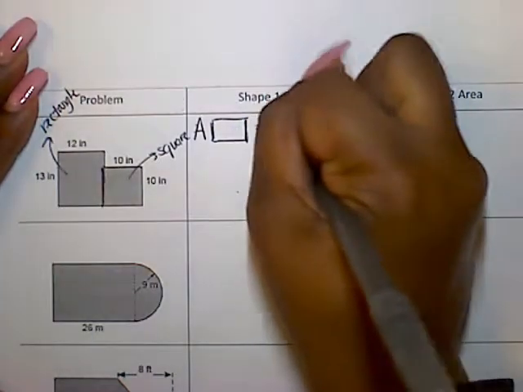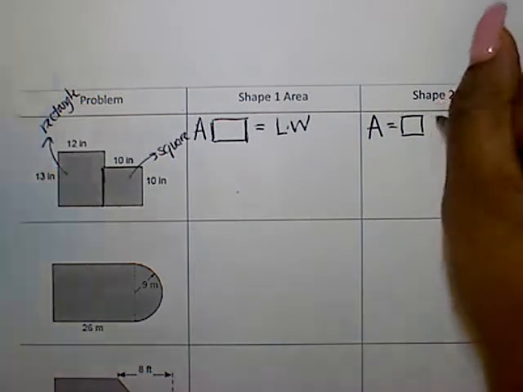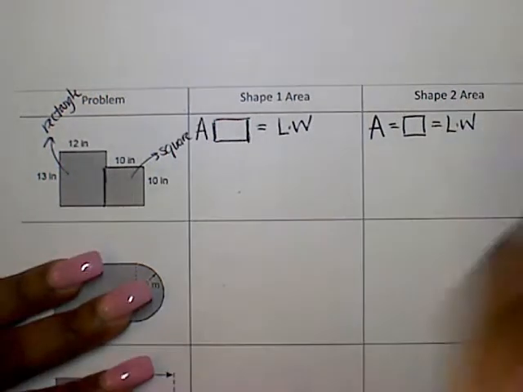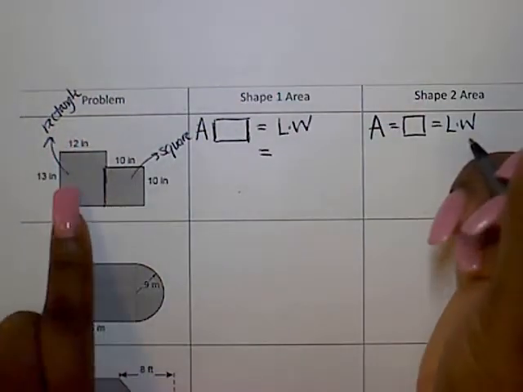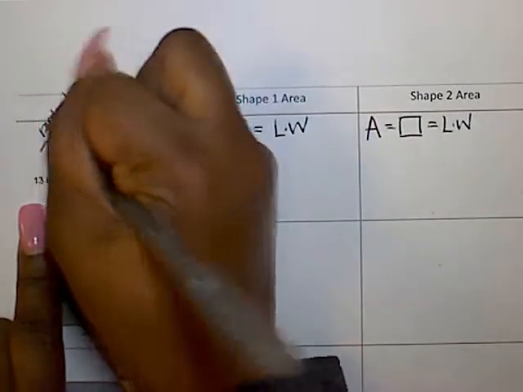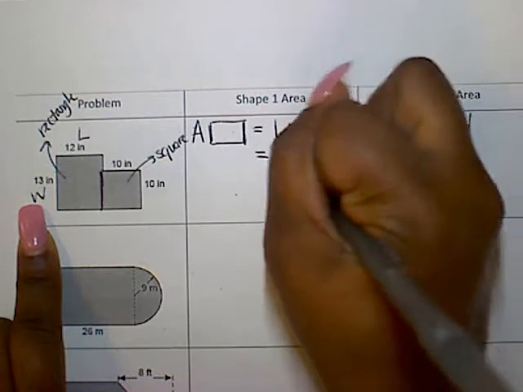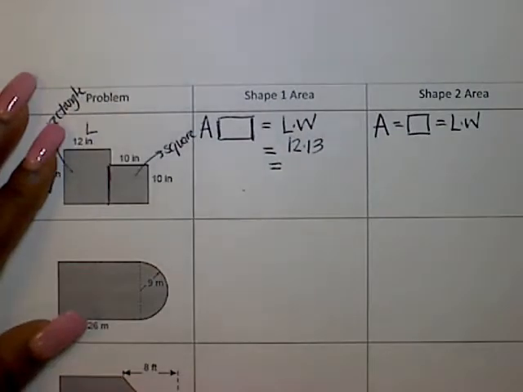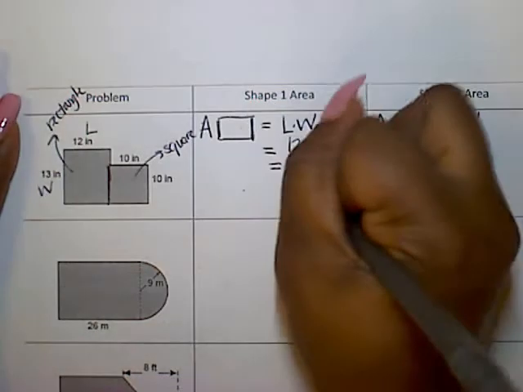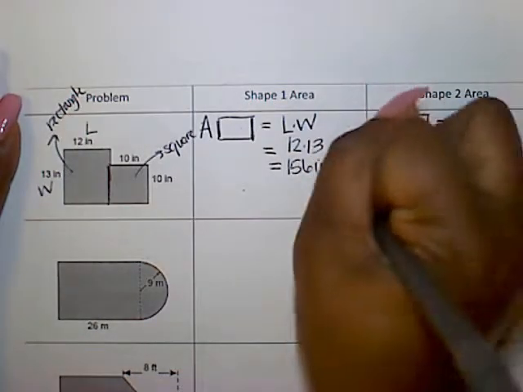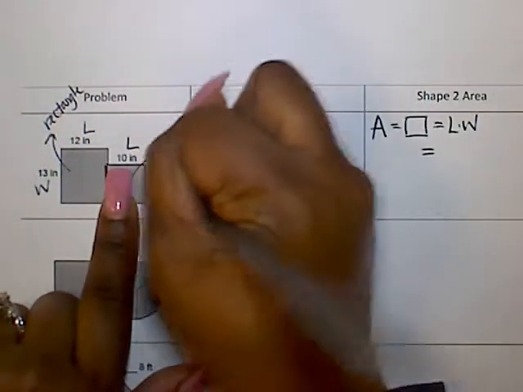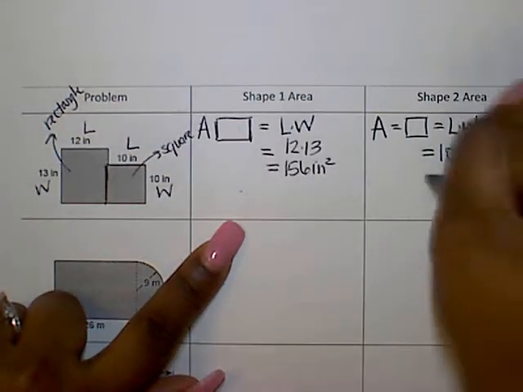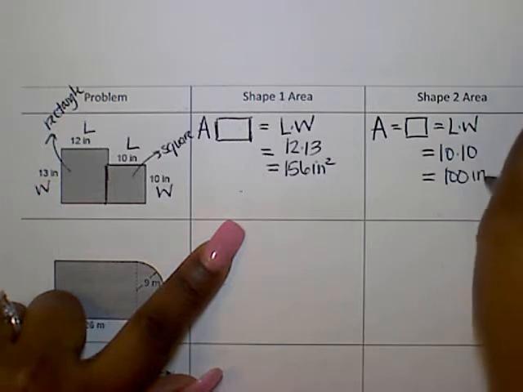We know the formulas for both are the same. Length times width. And so length of our rectangle is here, it's 12, width is 13. I'm just going to multiply those together, and that's 156 inches squared. And then here we have our length 10, our width 10, and we know we multiply that, that's just 100.